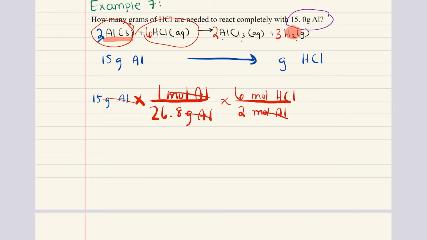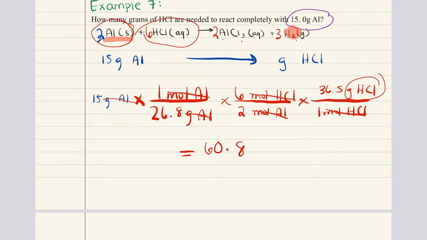Our last step is just to convert this to grams of HCl, so we can use molar mass here. For 1 mole of HCl, we have about 36.5 grams of HCl. Moles of HCl cancel, and the units that we're left with for our answer is going to be grams of HCl. If we calculate this using a calculator, we're going to get 60.8 grams HCl.